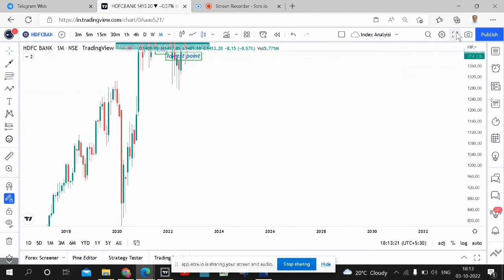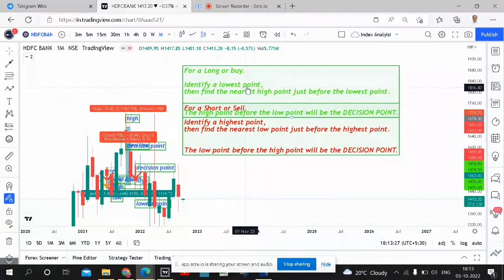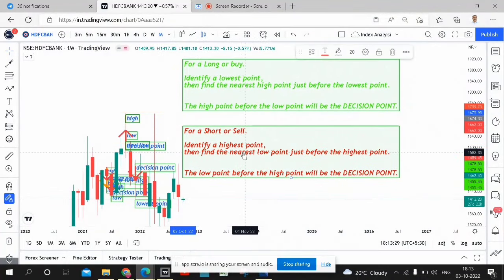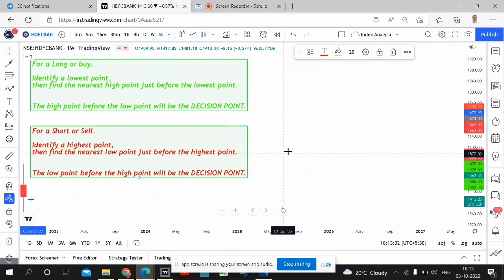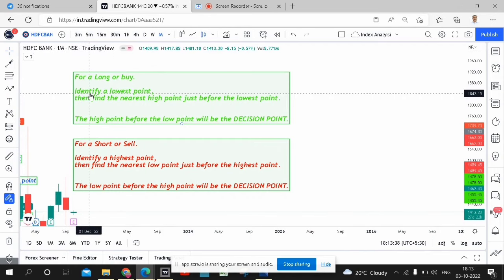So I would like to give some more points related to the content I said now. For a long or a buy, always identify the lowermost point, and then find the nearest higher point just before the lowest point. That highest point becomes your decision point. A decision point is the point where, if a new candle closes above it, a trend reversal happens.